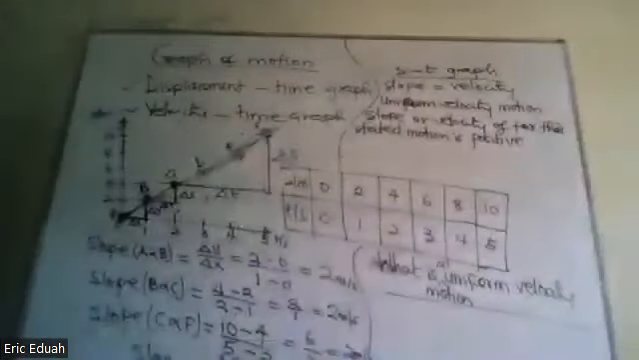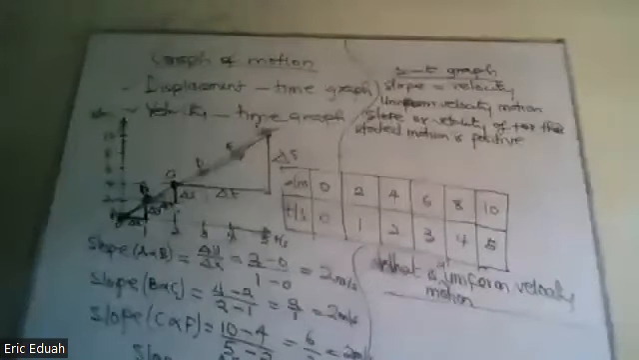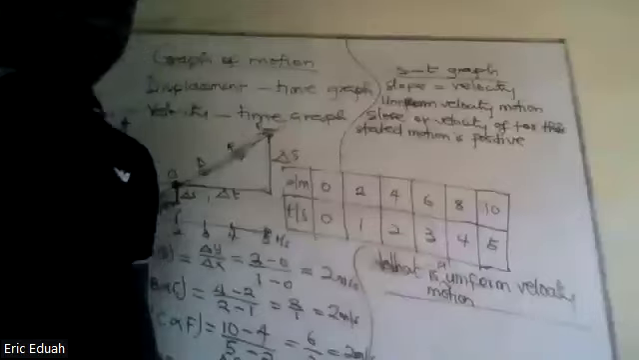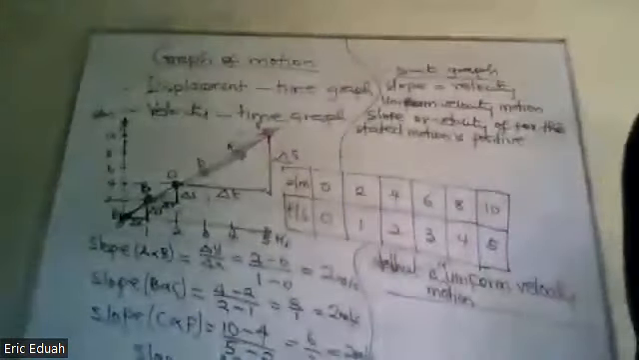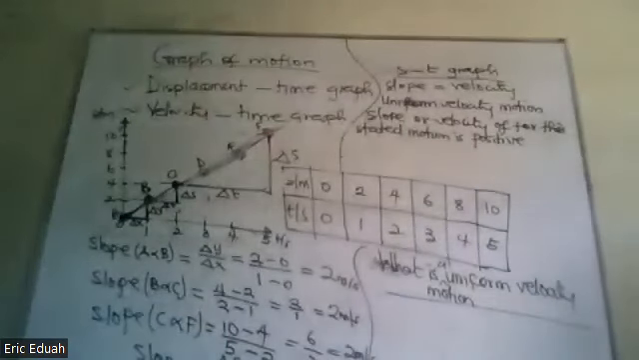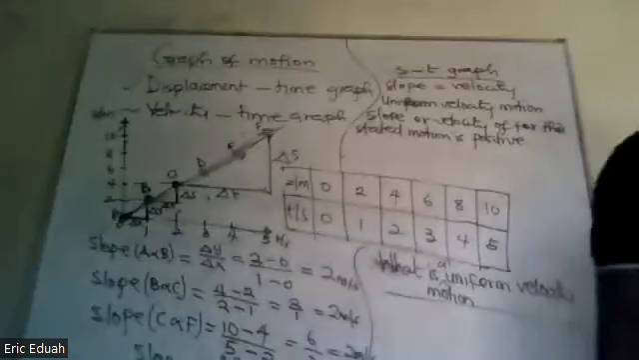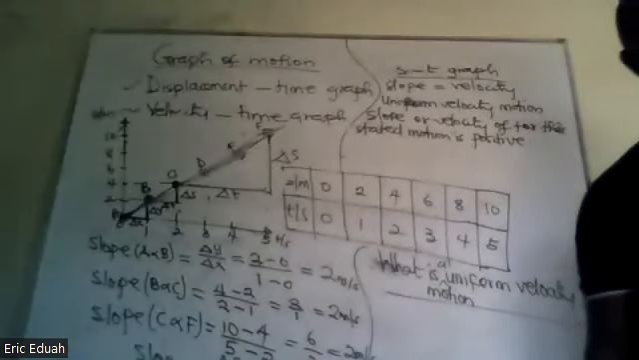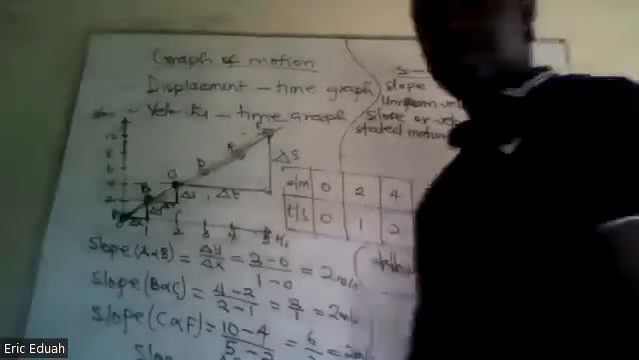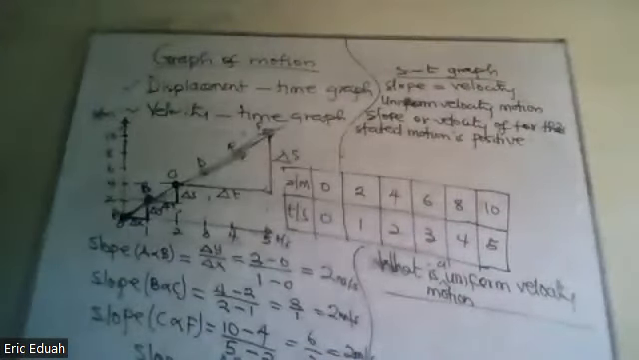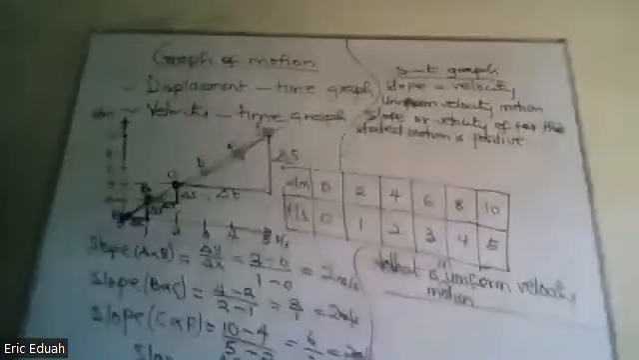A body is said to be in a uniform velocity motion. Are you writing? A body is said to be in a uniform velocity motion when the body covers equal distances within equal time interval.